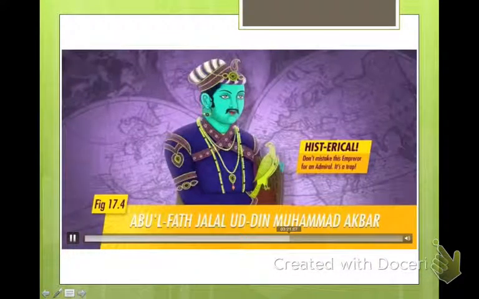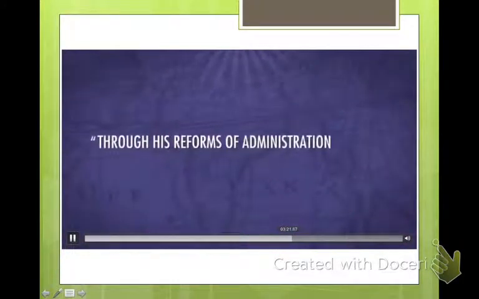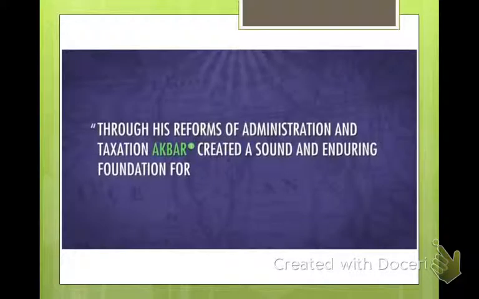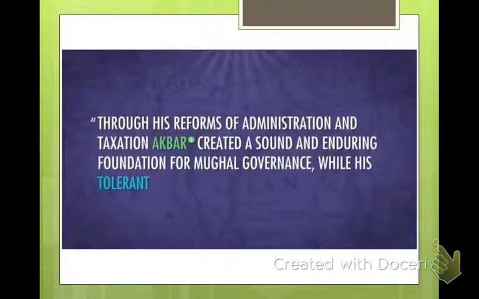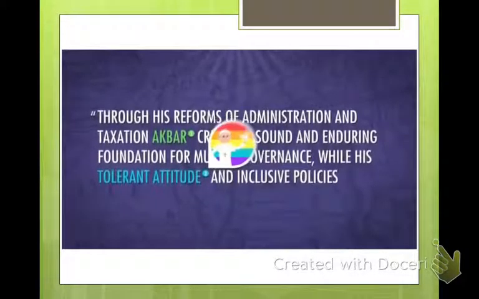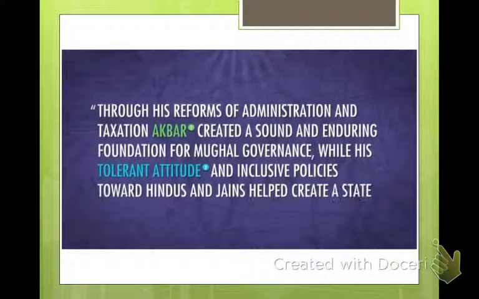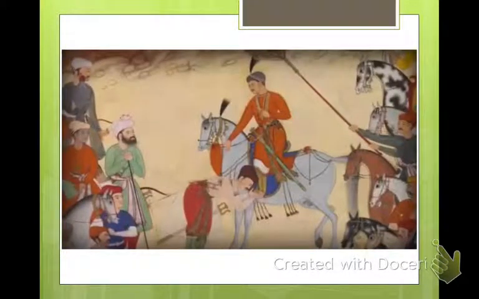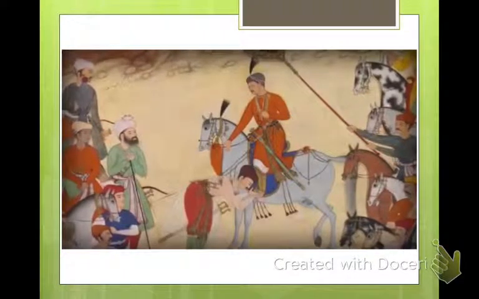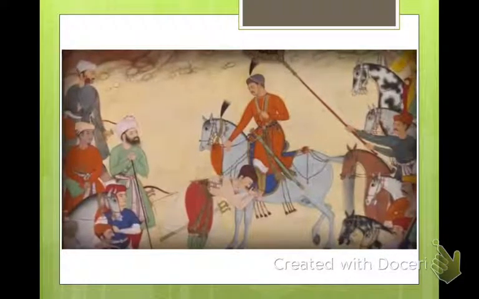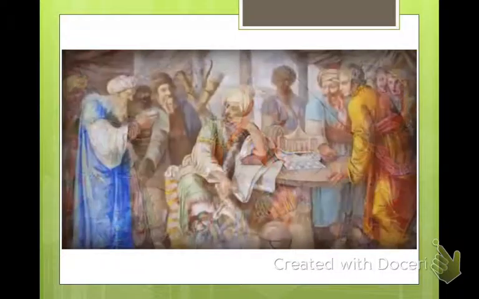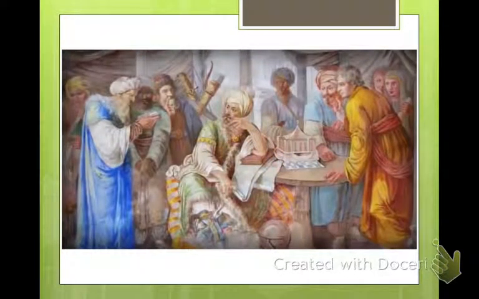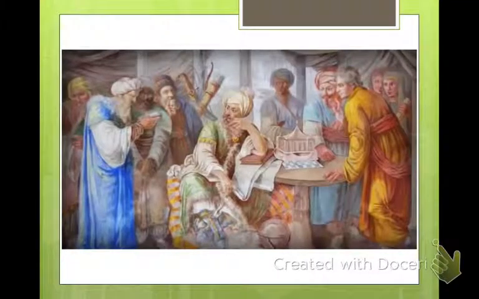Talbot's India Before Europe: Through his reforms of administration and taxation, Akbar created a sound and enduring foundation for Mughal governance, while his tolerant attitude and inclusive policies toward Hindus and Jains helped create a state that was more Indian in character. That tolerance aspect is especially important. Akbar rescinded the jizya, the tax that non-Muslims had to pay, and in 1580 he gave all non-Muslims the same rights as Muslims, instituting a policy called sulh-i-kul, which translates to universal toleration.